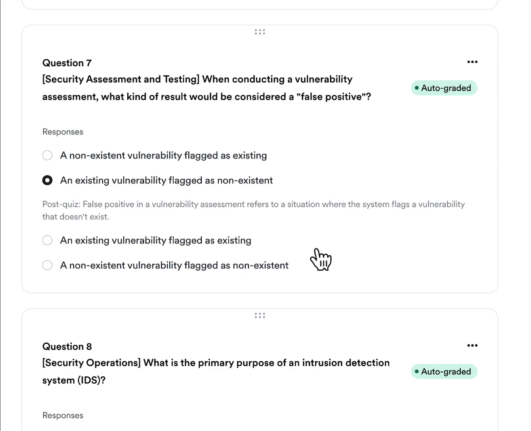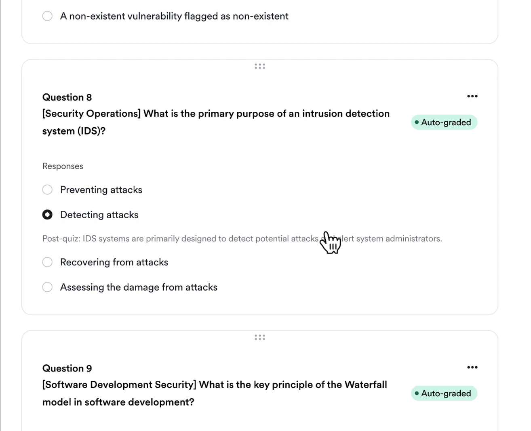When conducting a vulnerability assessment, what kind of result would be considered a false positive? A, non-existent vulnerability flagged as existing. B, an existing vulnerability flagged as non-existent. C, an existing vulnerability flagged as existing. Or D, a non-existent vulnerability flagged as non-existent. And the answer is B, an existing vulnerability flagged as non-existent. Basically, false positives are when vulnerability assessments refer to a situation when the system flags a vulnerability that does not exist.